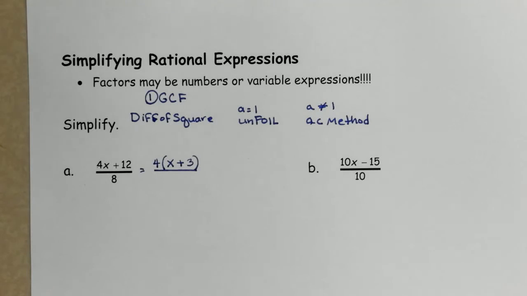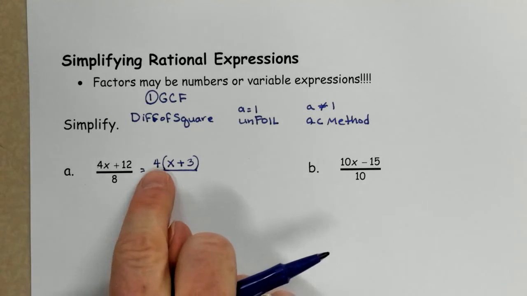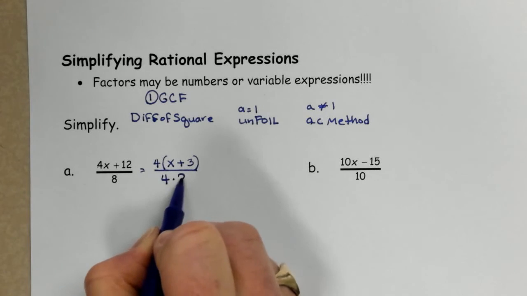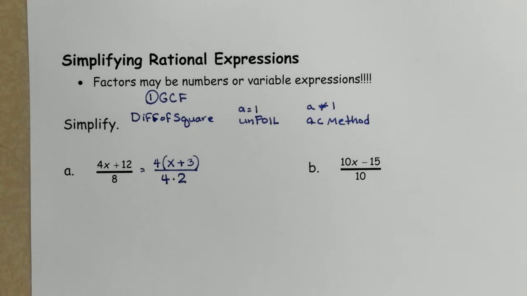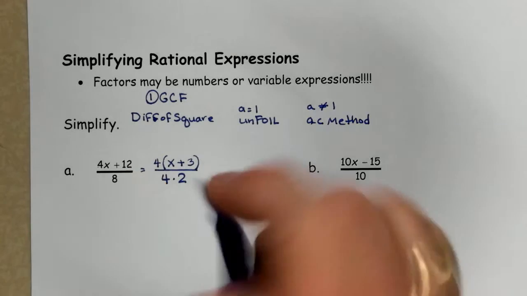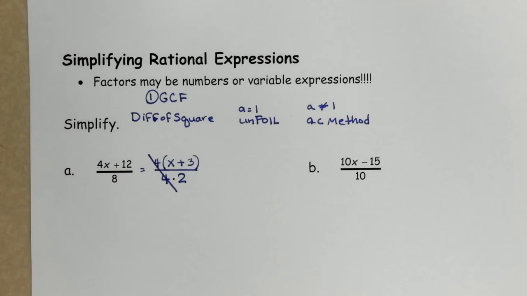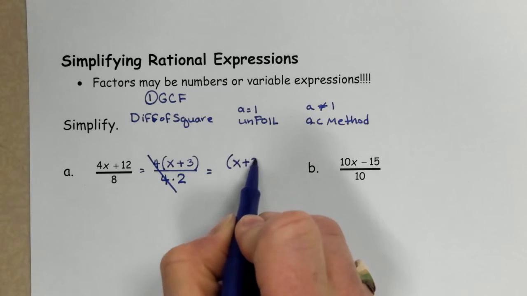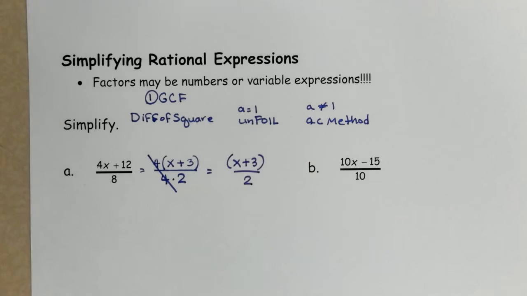So now I have this 8 on the bottom. When I see that I already have a factor of 4 on the top, then it probably becomes helpful to think of the 8 as 4 times 2, right? So now I can say, here's a factor divided by itself. 4 divided by 4 is equal to 1, so I don't need it. I'll just have x plus 3 divided by 2. That is the simplest form of my answer.